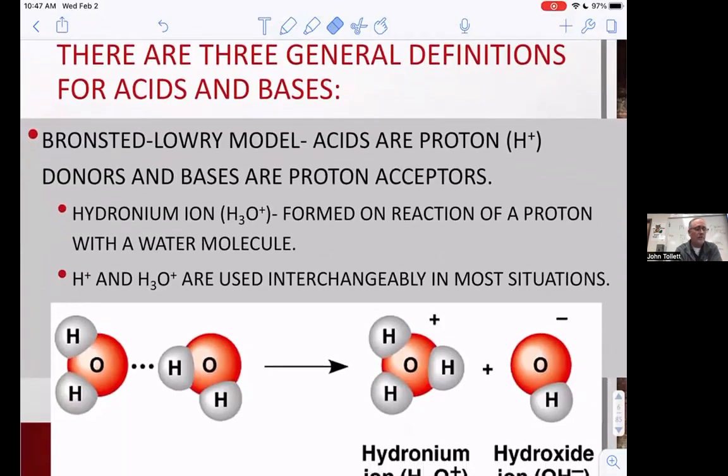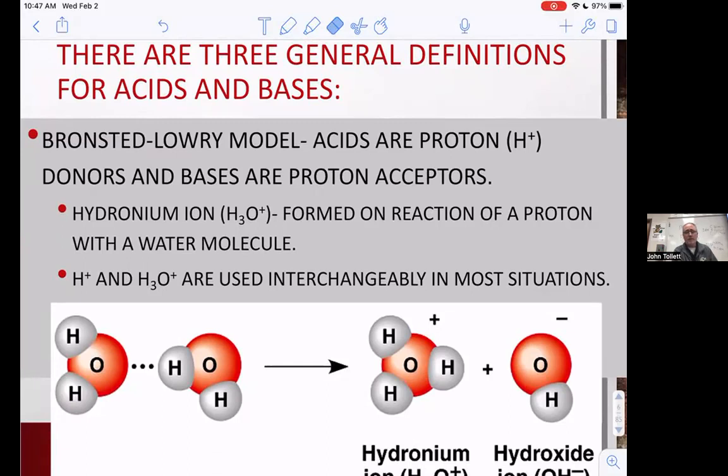So a more complex or a better definition, and the one that we'll use 99% of the time, is the Bronsted-Lowry model. Bronsted says that you're giving off protons. So acids are H+ donors or proton donors. That is the same definition as Arrhenius. The definition also says that bases are proton acceptors. So in other words, they accept the hydrogen ion rather than giving off hydroxide ions.